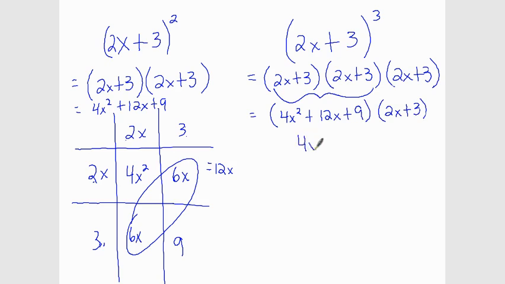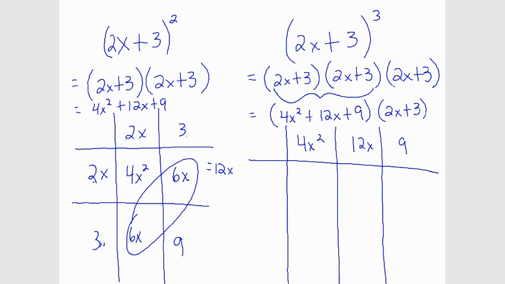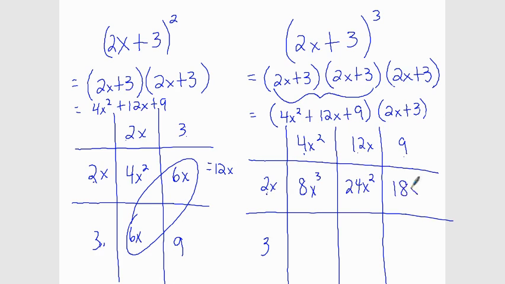So let's try that out. Let's do 4x squared, 12x, and then 9. Now we've got 3 terms along the top, and then 2x, and then 3. So I've got 2 times 4, which is 8, x cubed. 2 times 12 is 24, and that's x squared. And then 2 times 9 is 18x. 3 times 4 is 12x squared. And then 3 times 12 is 36x. And then 3 times 9 is 27.